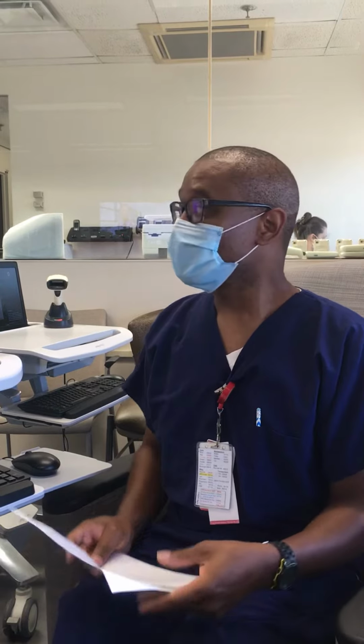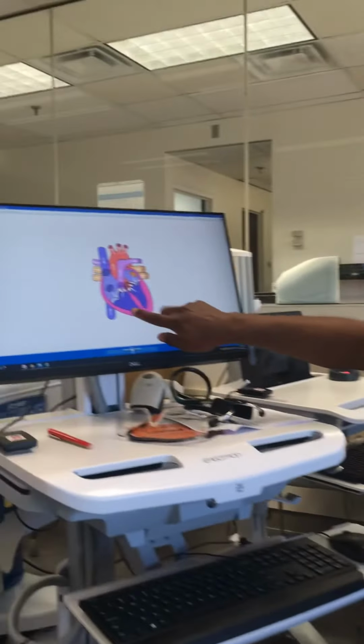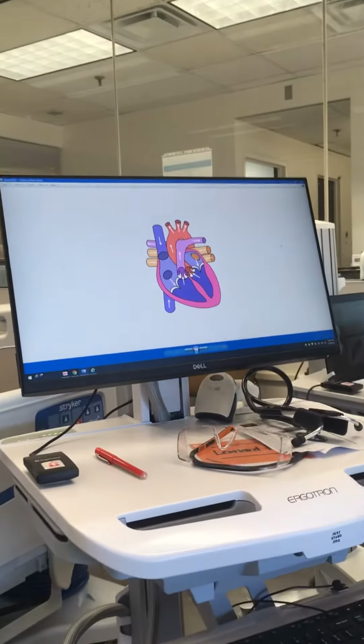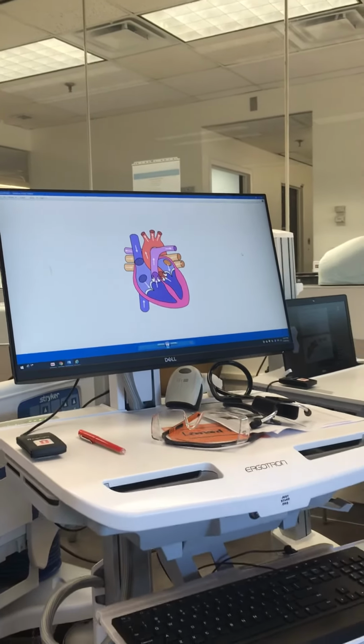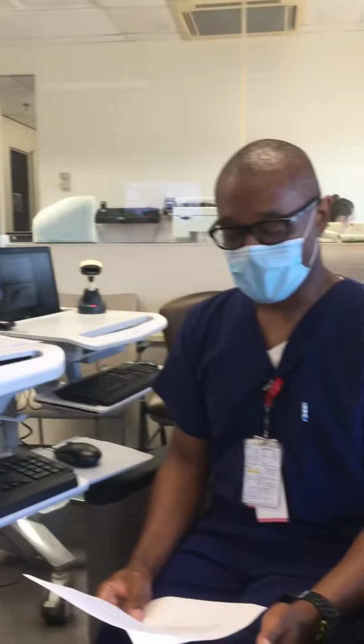But with A-fib with RVR, we have rapid ventricular rate, which means the ventricles, you have the left and the right ventricles here, are now involved and now are fluttering. And when you have A-fib with RVR, you will experience some symptoms, typically a rapid fluttering heartbeat. You also have some chest pain, some shortness of breath, some dizziness, and the patient may even pass out.